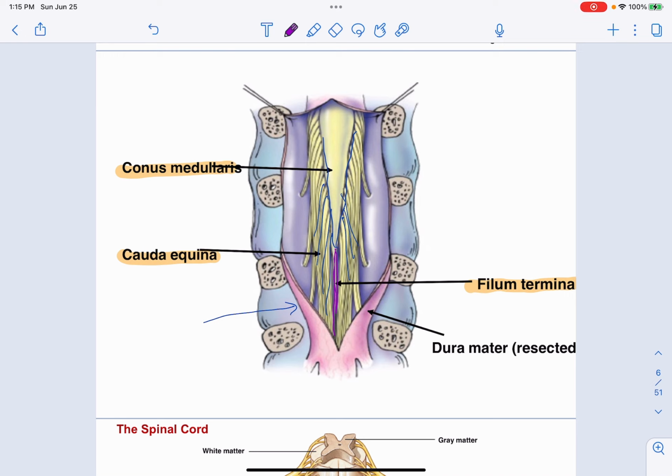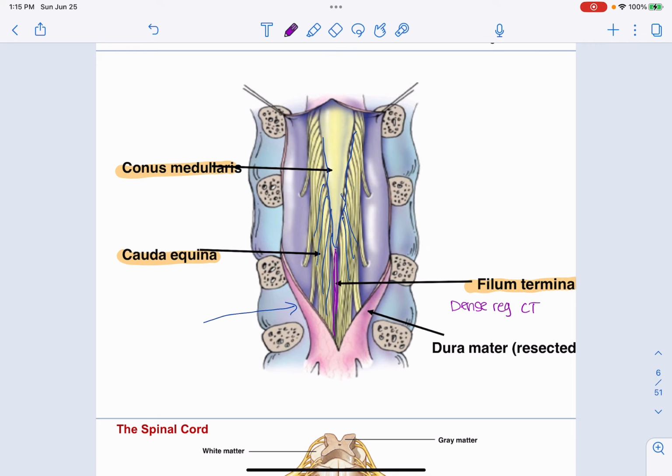And what it is, a fiber. It is dense, regular connective tissue that anchors the spinal cord to the sacrum, because we don't want the spinal cord moving around. That would be really bad. So that is what is going to anchor that spinal cord down and keep it from moving.